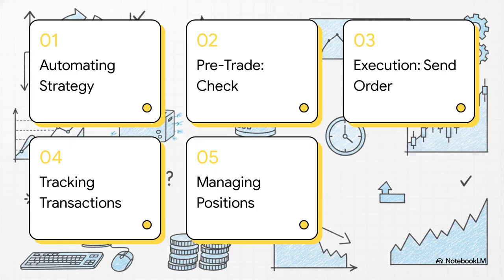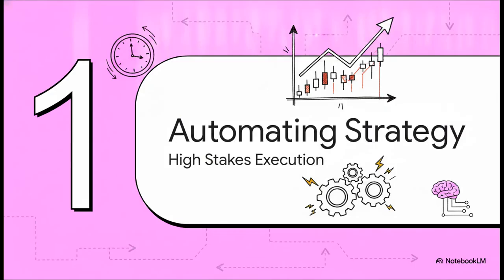We'll start with automating your strategy, move into pre-trade calculations and checks, cover order execution, track those trade transactions, and finally wrap up with managing positions and history. So let's kick things off with part 1, automating your trading strategy and the very high stakes of execution.